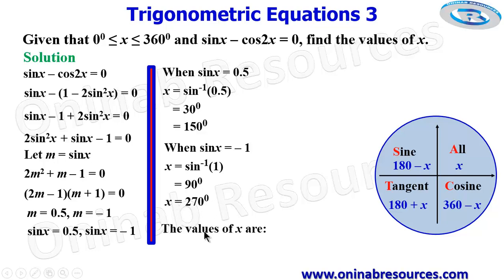So the values of x now are 30 degrees, 150 degrees, and 270 degrees. Remember, this 90 degrees is not part of the values of x. We just use it to identify the positive value, then get the quadrant when it is negative, then we apply it. And that's the end of the solution to this problem.